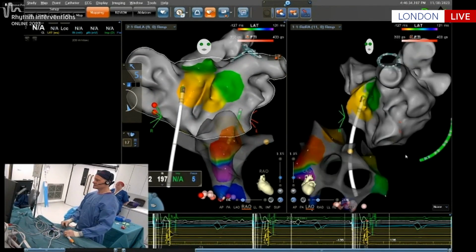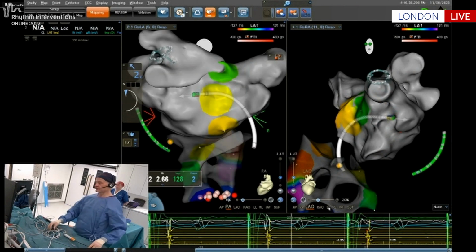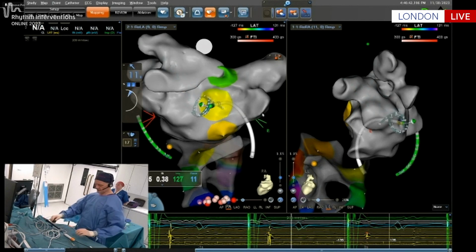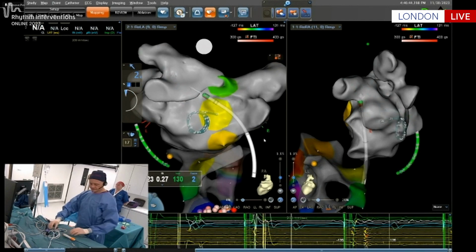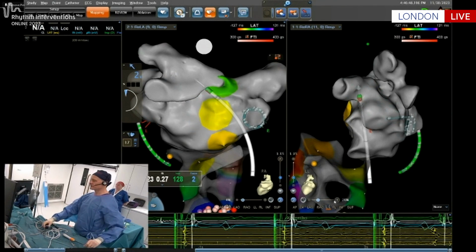Yeah, thanks. So I've just gone back into the right atrium, left atrium. I'll swing the PV back onto the right lower. I'm very, very reassured by, we can stop pacing, guys.